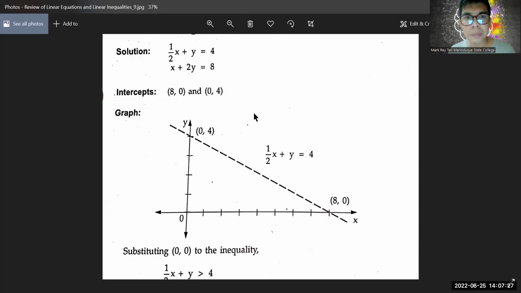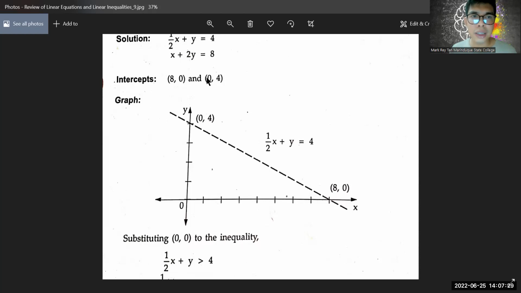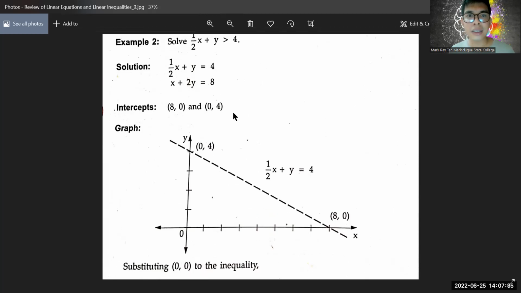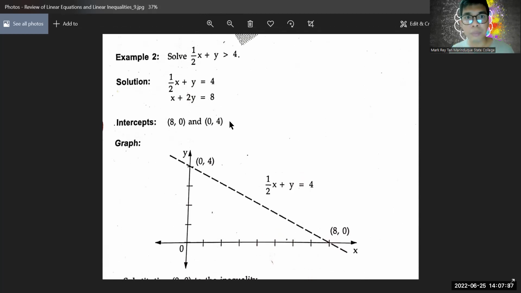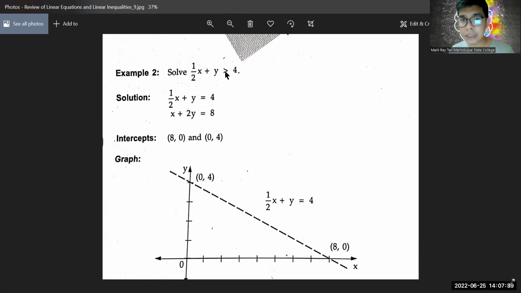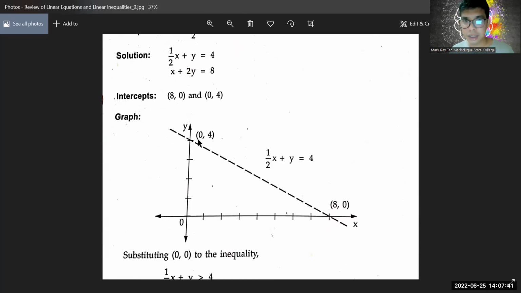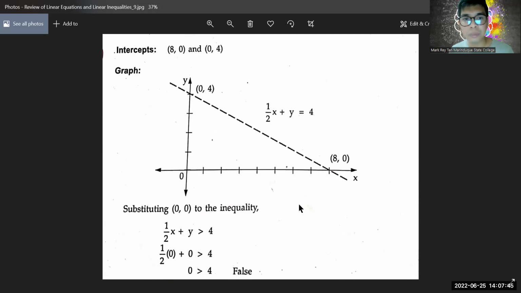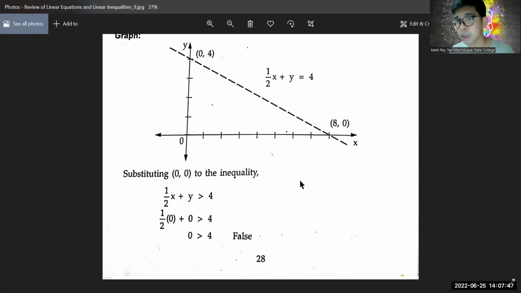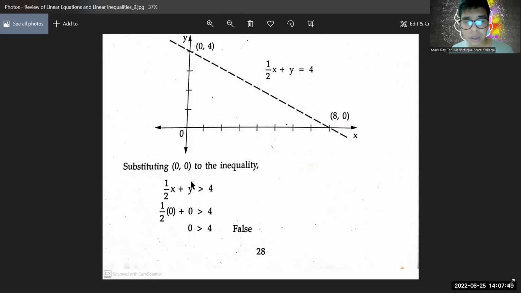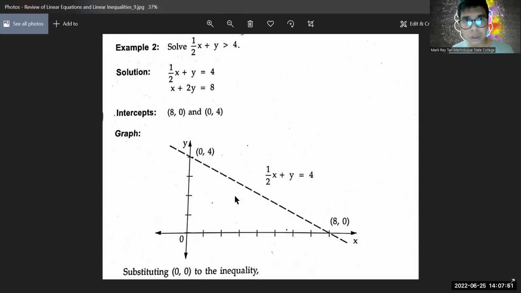And then using the intercept method, ito na yung ating mga points, intercepts. And then pilat, ito na siya, tsaka ito. Ayan, since ang ating inequality symbol from the original example is greater than, ayan siya, dash line. Again, hindi pa siya tapos. We have to check if the inequality is true or false. Balik tayo sa original equation.